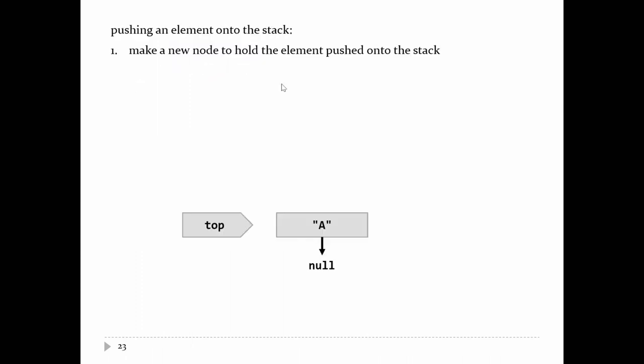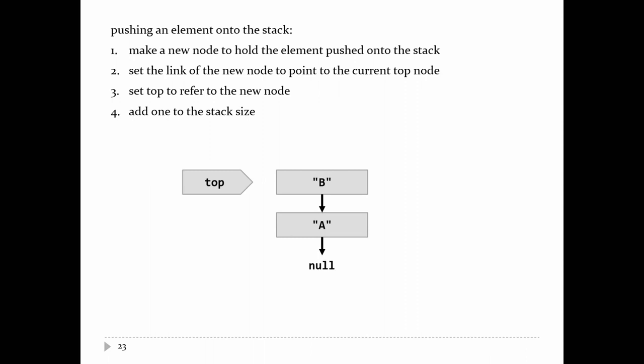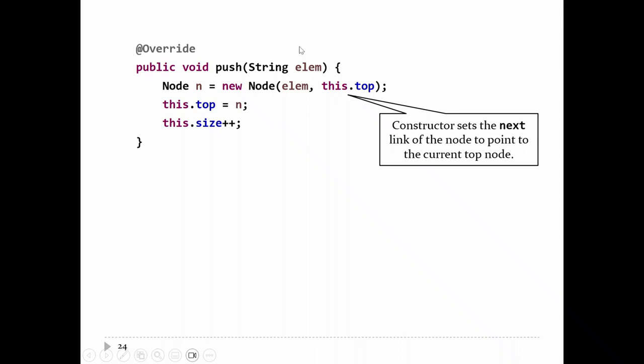Okay, so what about push? So remember how push works. To push an element onto the stack, make a new node, set the element in the node. Adjust the node's next link so that it points at the old top node. Now adjust top so that it points at the new node, like that. And then increase the size of the stack by 1. So just follow each one of the 4 steps.